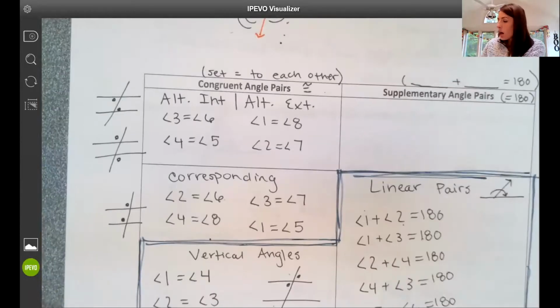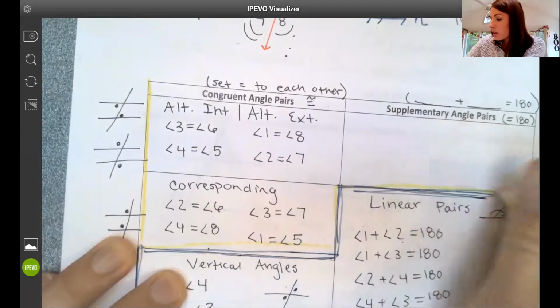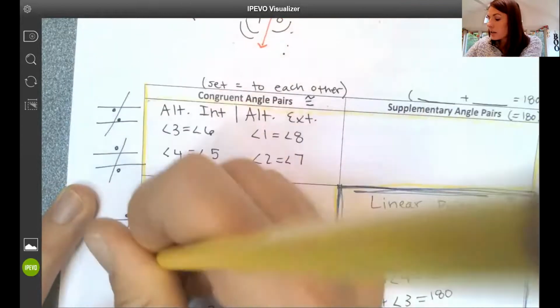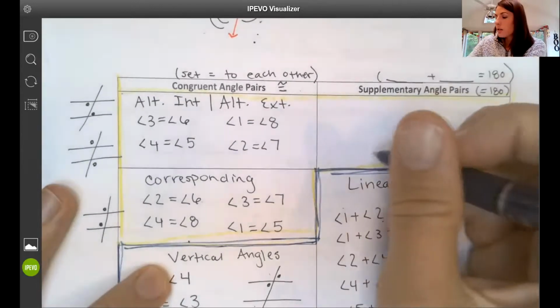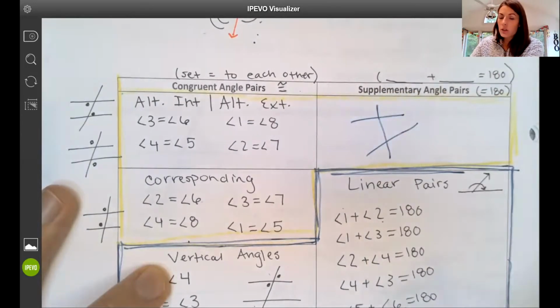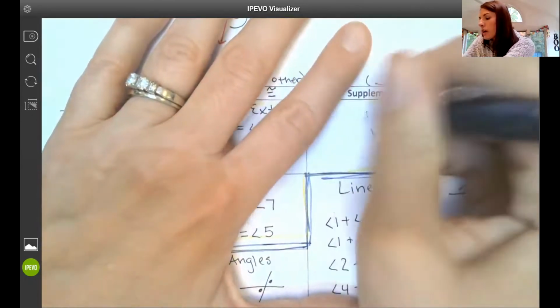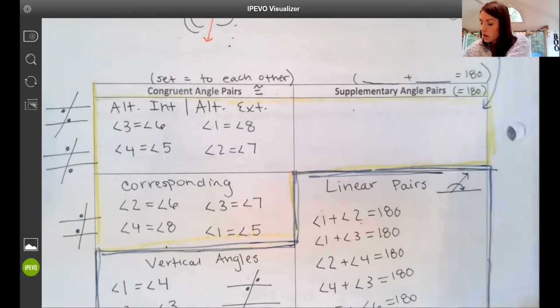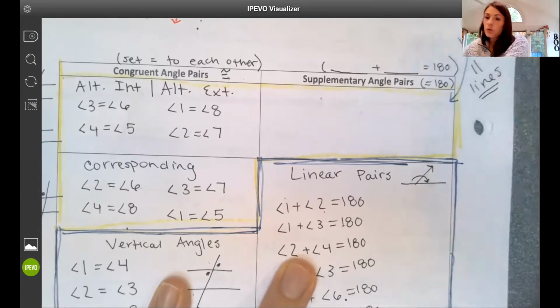The stuff up at the top in these 3 boxes, which we still have 1 to fill in, this is unique to parallel lines. So it would not be true if I had 2 lines, so I'll just draw it here so I can erase, if I had two lines that weren't parallel cut by a transversal, these three boxes would not be true. Okay, so the three top boxes, this is unique to parallel lines, and that'll become important when we do proofs.